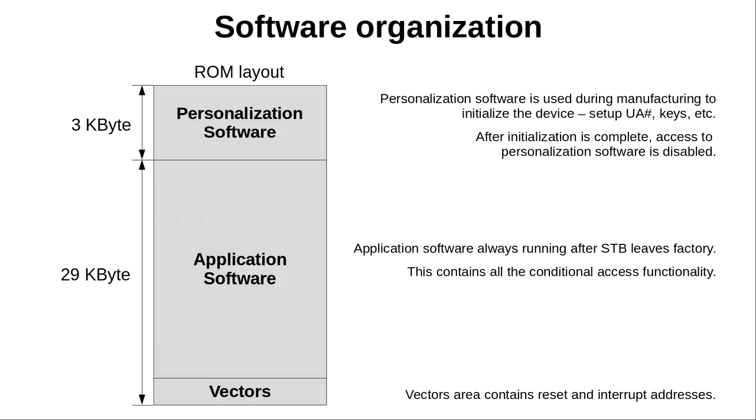One of the first things I saw in the disassembly was that there are two operating modes. During startup, values in RAM are checked, and if the ACP hasn't been initialized, it enters a personalization mode used during manufacturing to assign the unit address and seed keys. In normal conditions, after this set-top box has left the factory, this personalization software is bypassed and the ACP will always run its main application.